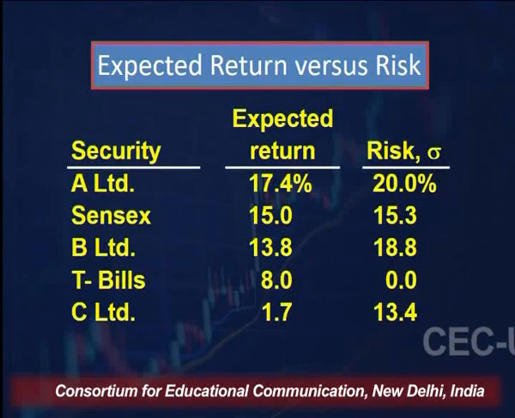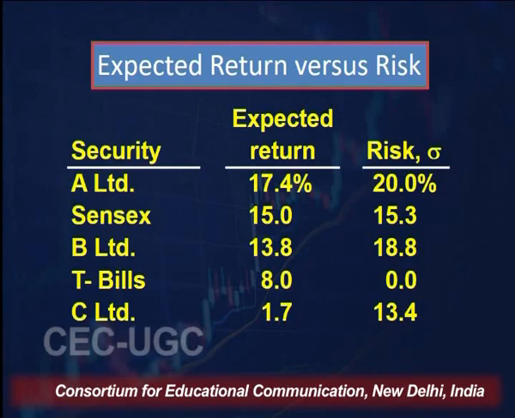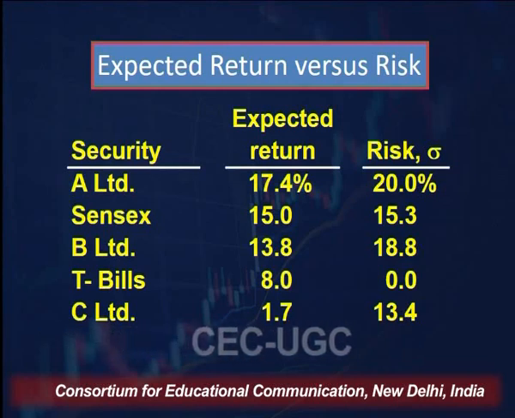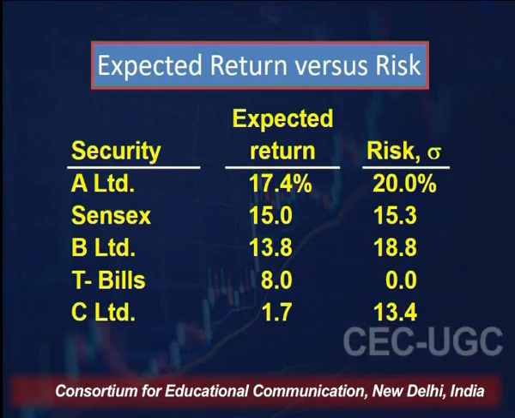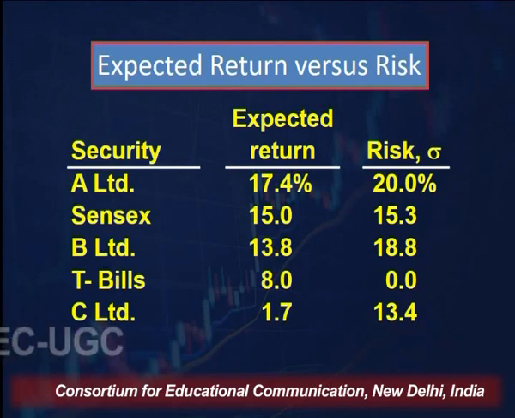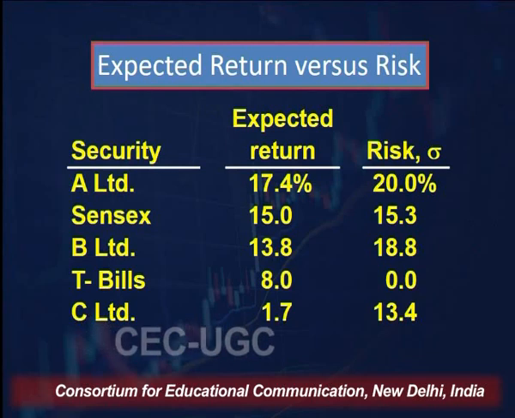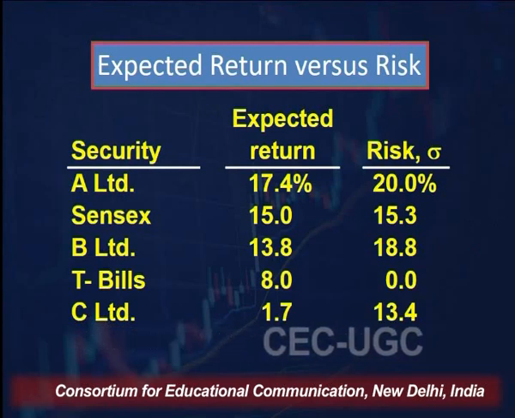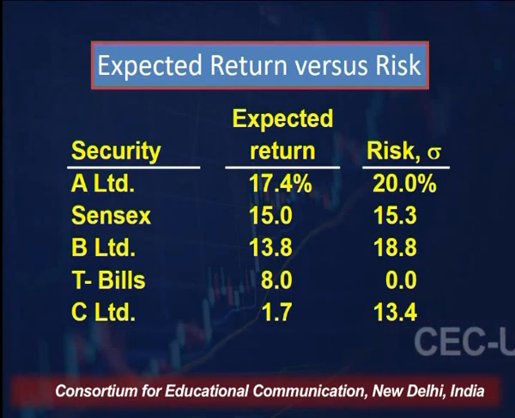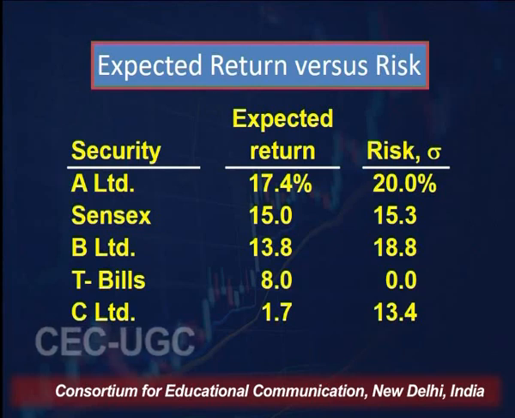Let us understand this with the help of an example. We have the expected return and the risk of 5 different companies. A Limited. Then we have taken Sensex, which represents the market. The second company is B Limited. The treasury bills bear a risk of 0% because they are the safest investment. And the last organization which we have taken is C Limited.